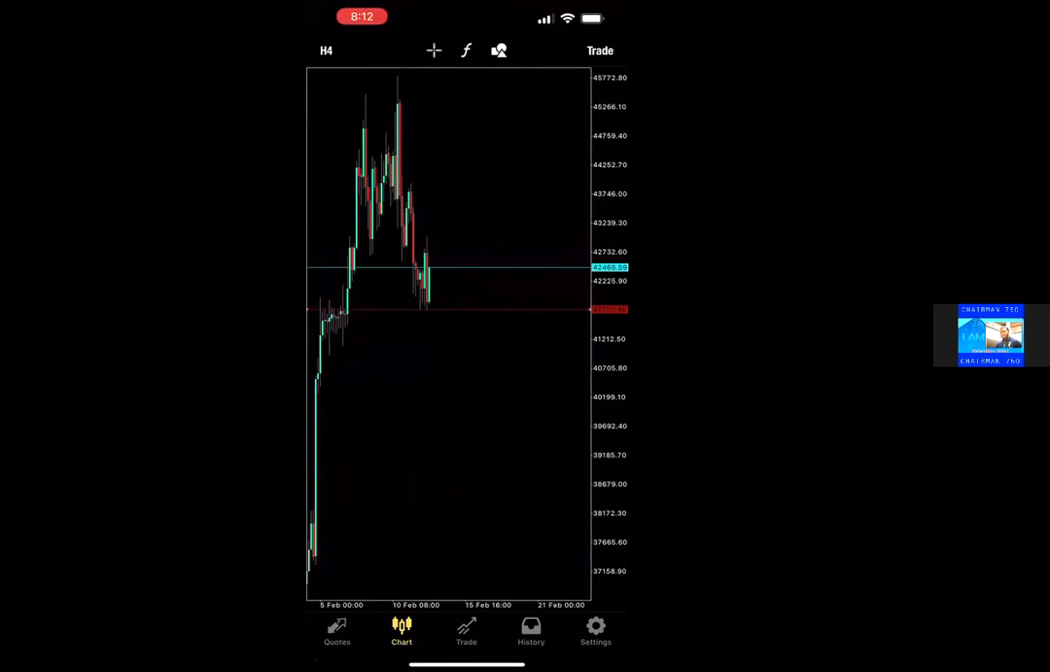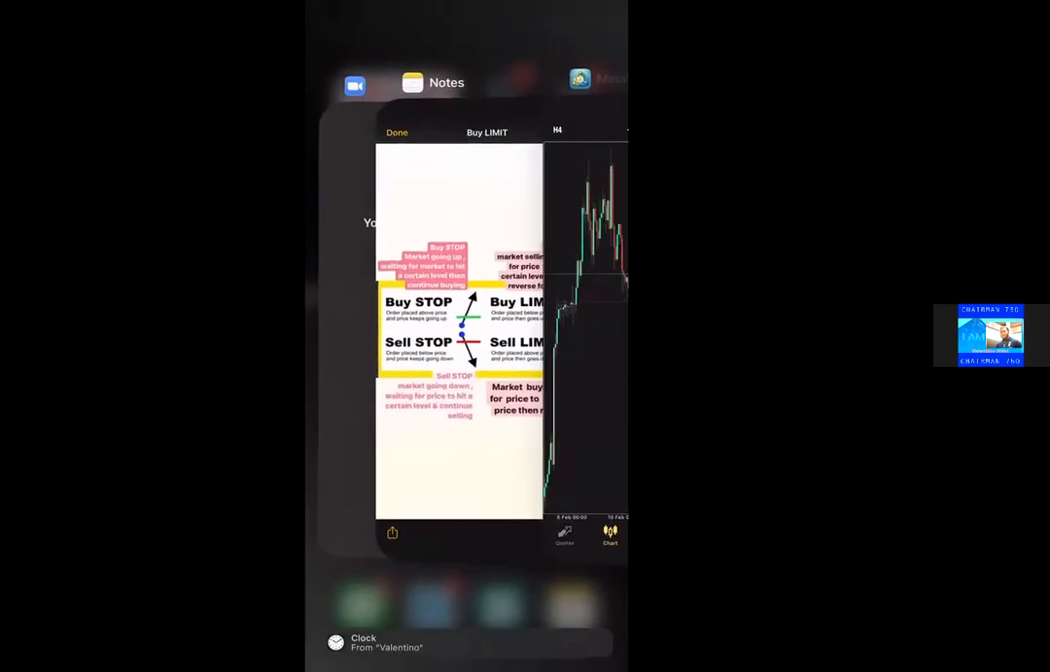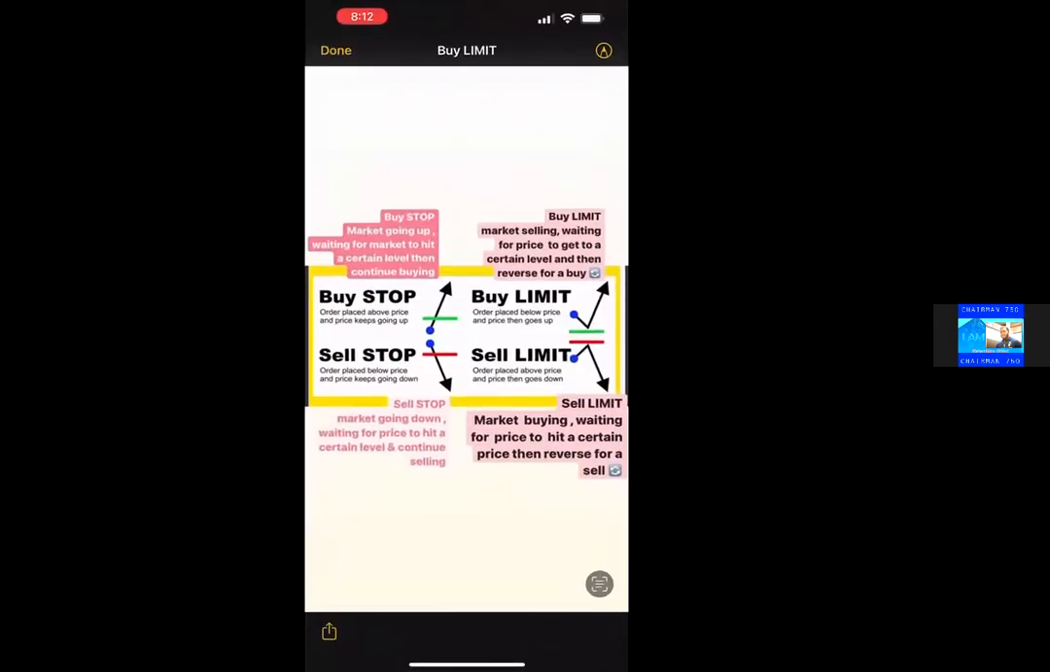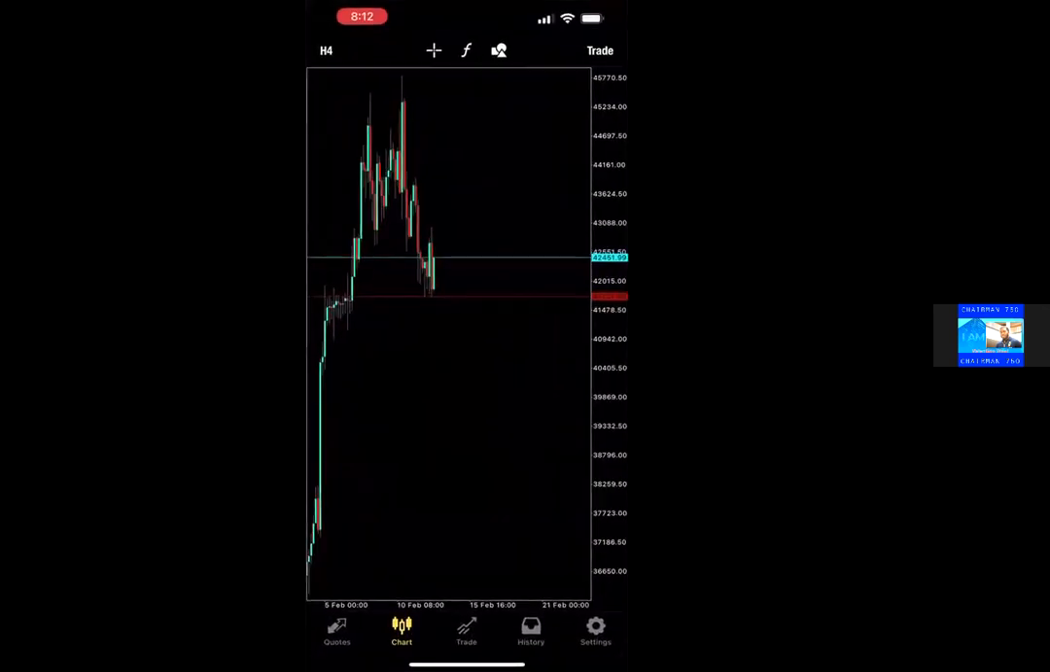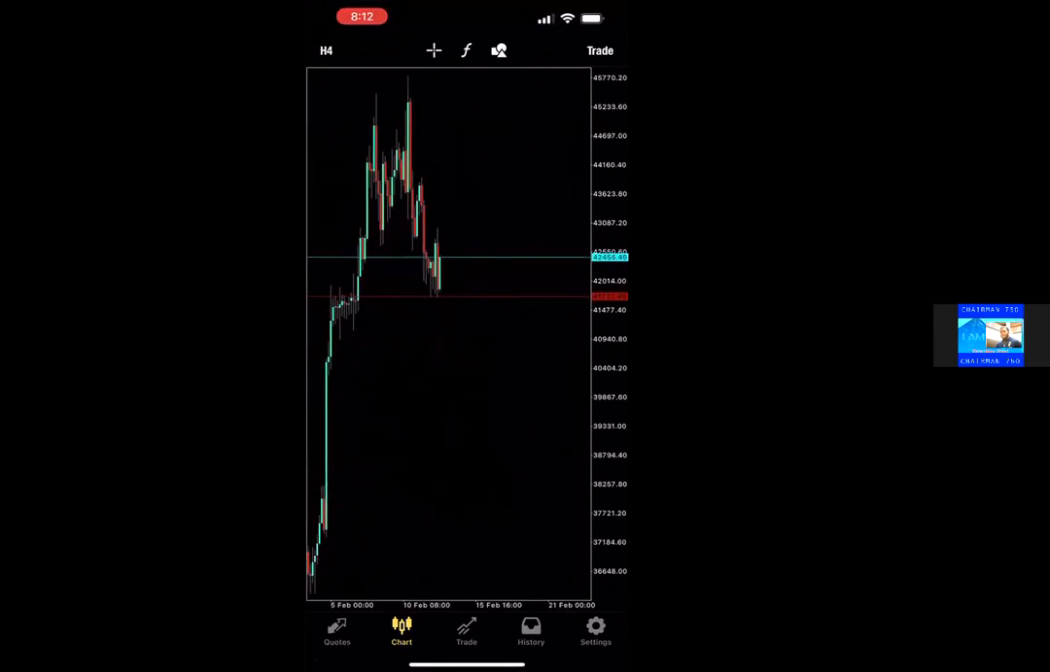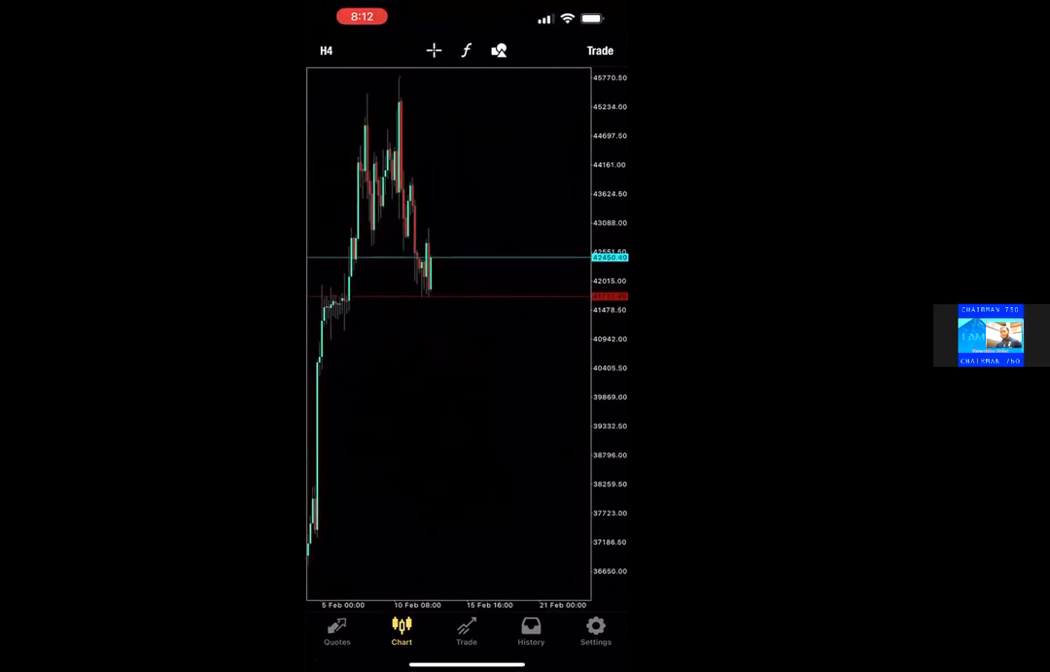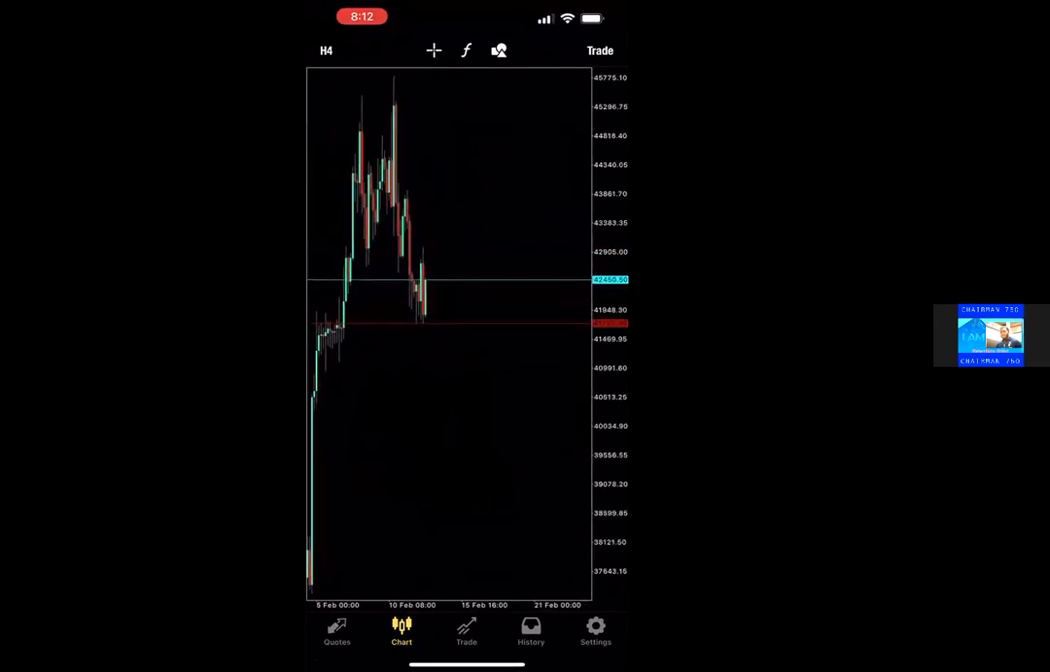That's a buy limit. And the last thing is a sell limit. So a sell limit is going to be when we place that order above the market, but we want the market to reverse and start to go down. So we want to sell, but we don't want to sell it right here where it's at. We want to wait until it gets a little bit higher.